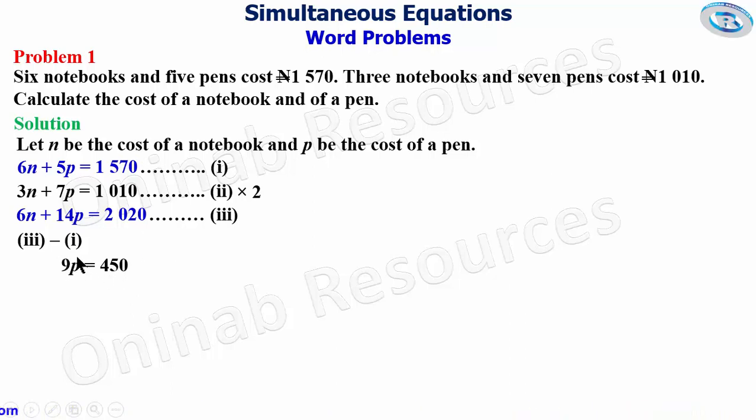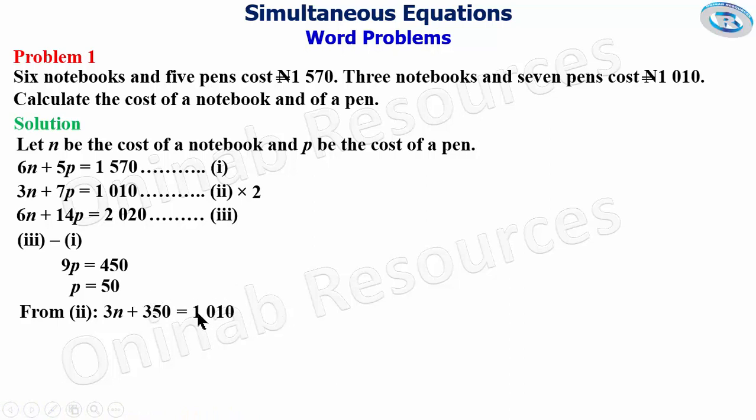Then we divide both sides by 9 to give us the value of P. So dividing both sides by 9, P is equal to 50, which means the cost of a pen is 50 naira. From equation 2 now, we can get the value of N by substitution. So that's going to give us 3N plus 350, since 7 times 50 gives 350, is equal to 1010.